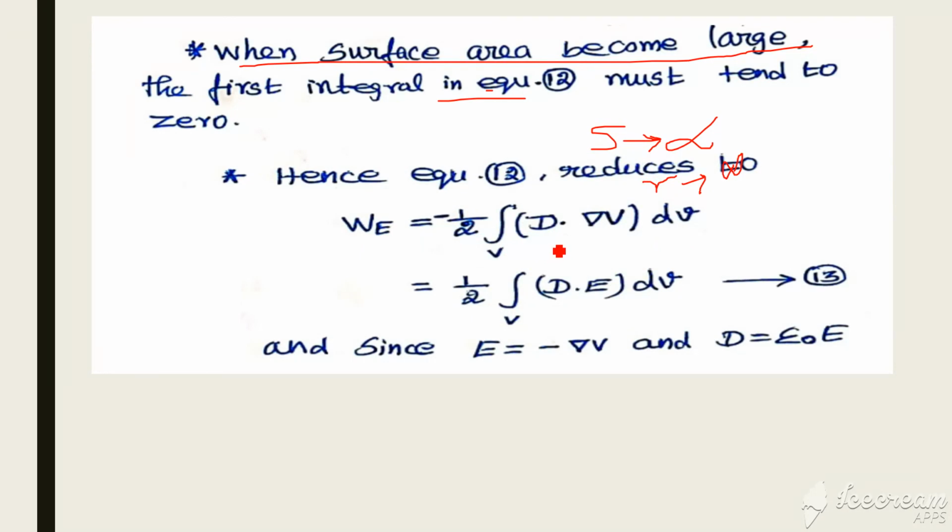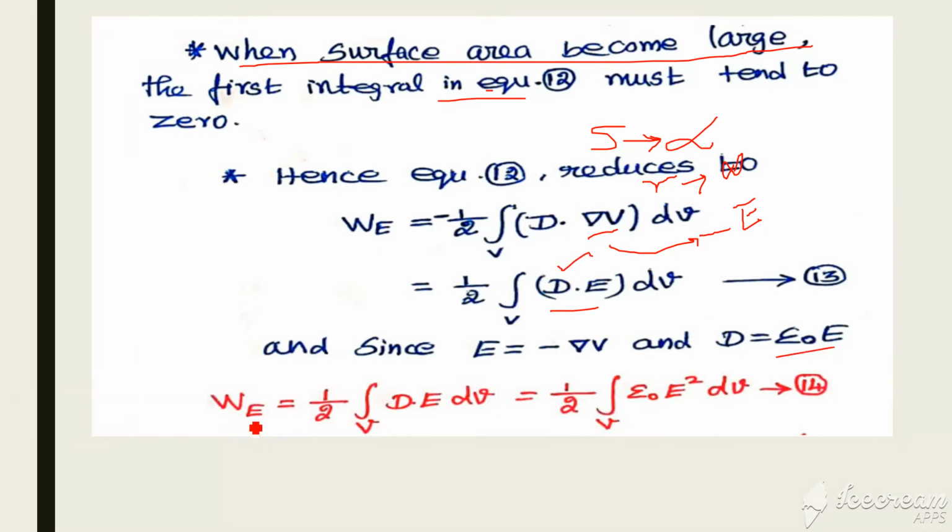Now again we can replace del V by minus E, and here one minus is there, and in the expression we also have a minus, so both cancel. So finally D dot E into dV. Again, D can be replaced by epsilon naught into E. While replacing this, we get the expression W is equal to 1 by 2 integral D dot E dV, or 1 by 2 integral over V epsilon naught E squared into dV. This is equation number 14.